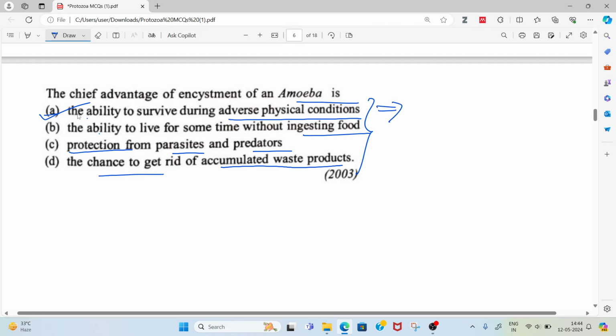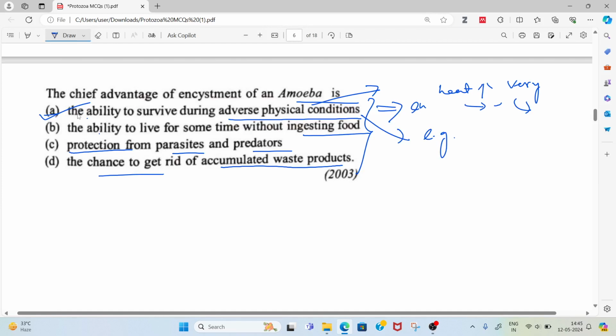Encystment means that when any organism forms a cyst, the cyst is used for protection from adverse physical conditions, like when heat is increased, then it forms a cyst. When the environment is very cold, then also they encyst. So whenever adverse conditions appear, they encyst. We can give an example, which is Entamoeba histolytica, yes, the best example.